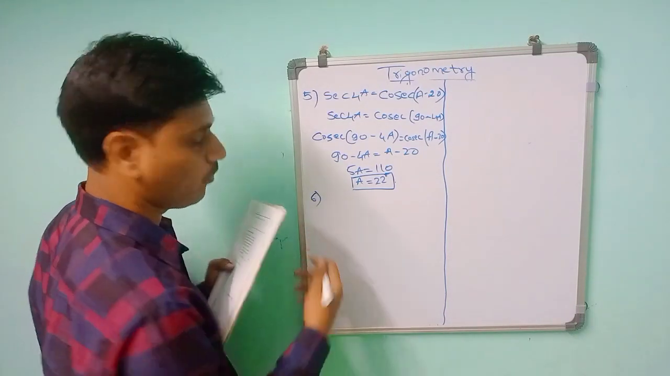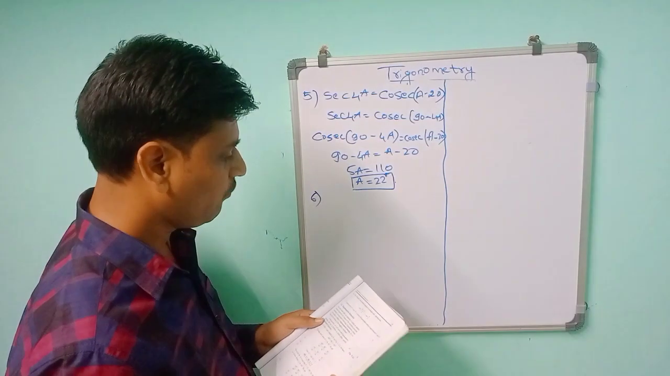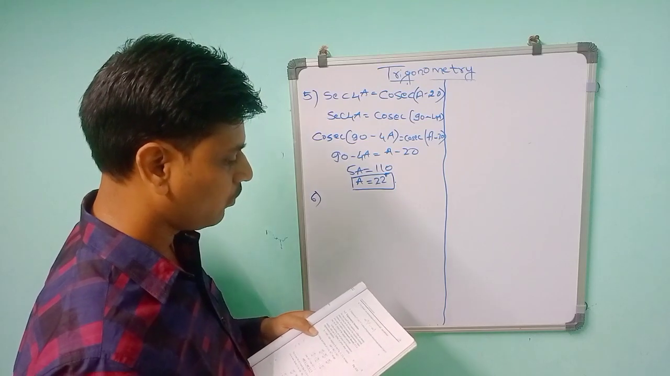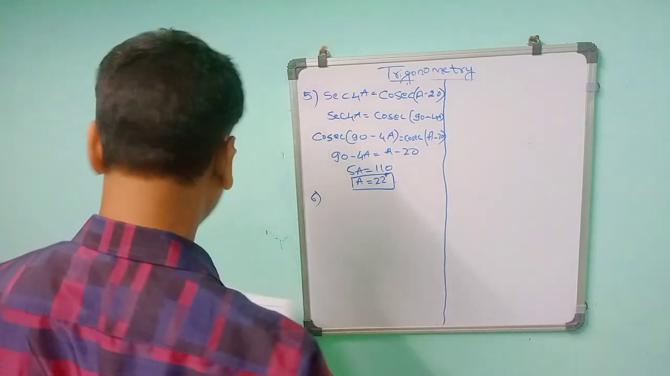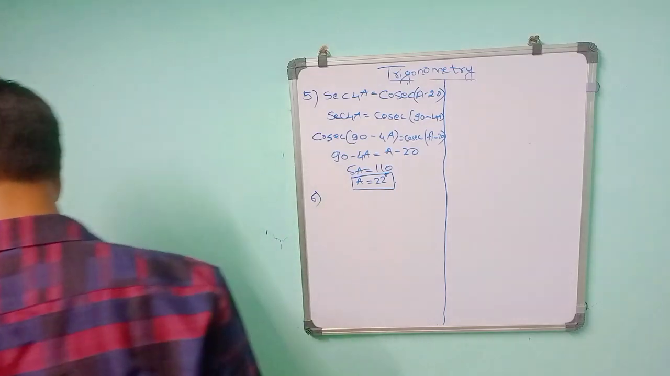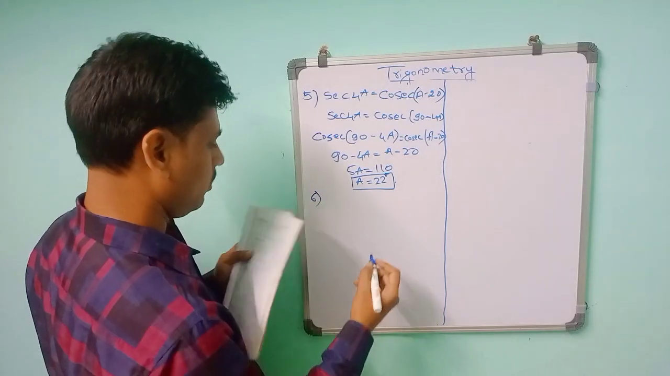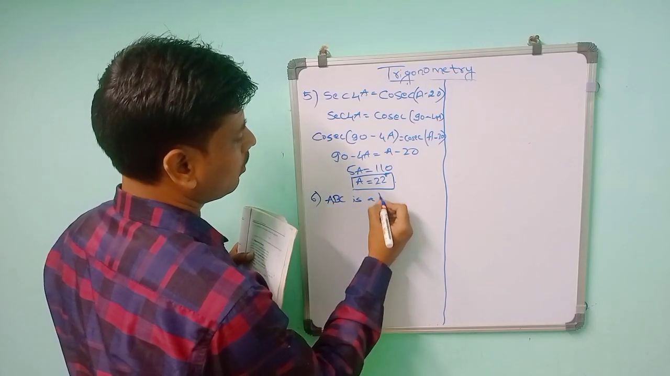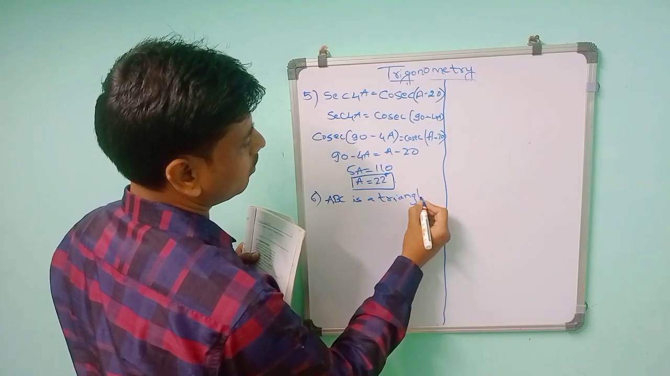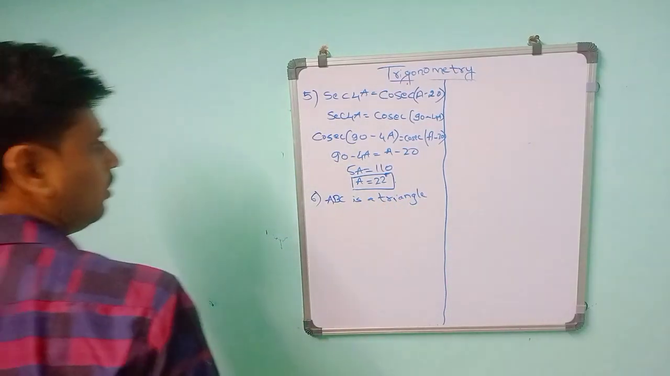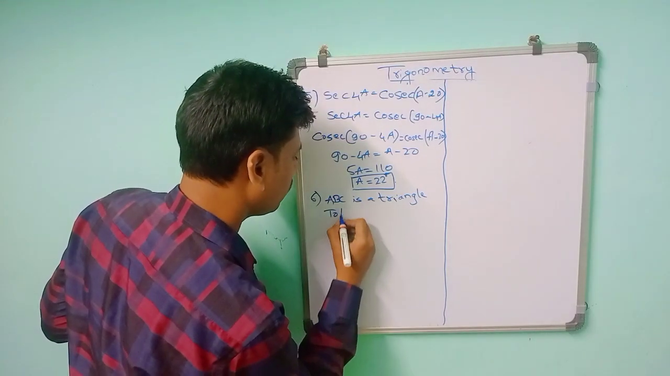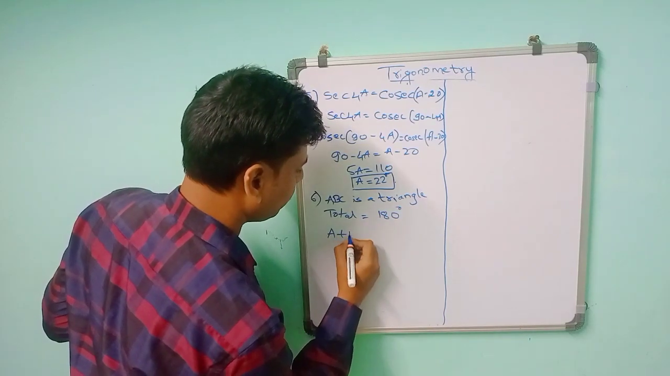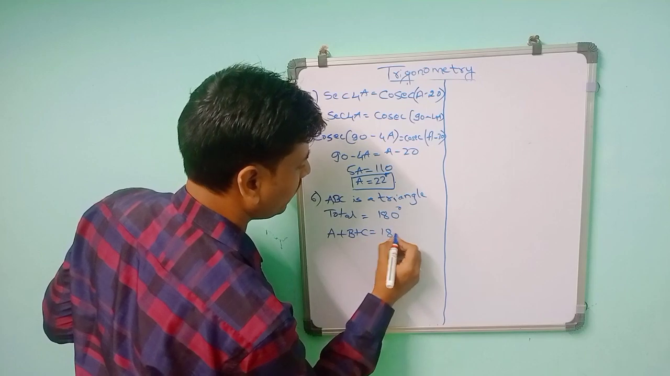Then next one, sixth one. If A, B, C are interior angles of a triangle ABC, then show that sine of (B plus C)/2 is equal to cos of A/2. So ABC is a triangle. In this, the total of the triangle's angles will be 180 degrees. So A plus B plus C is equal to 180 degrees.